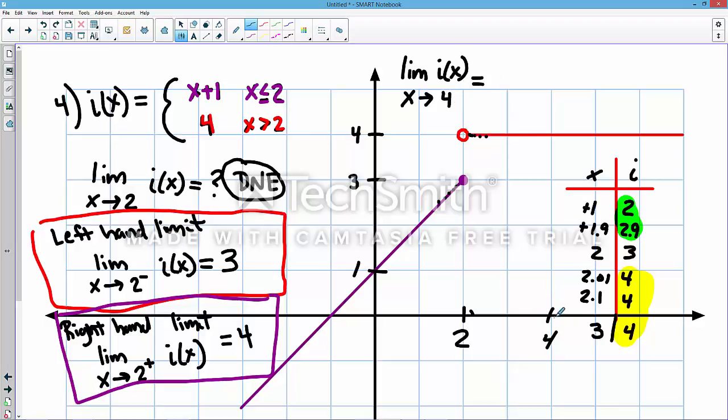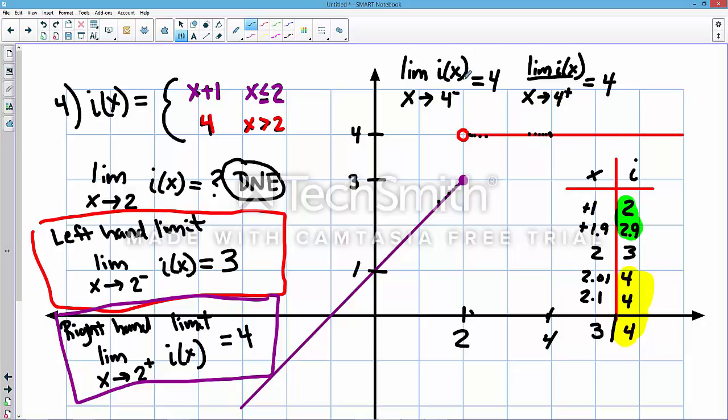Well, if we go to 4, which is right here, we don't care about this point, but let's look at 3.5, 3.6, 3.7, 3.8, 3.9. All of the y values are approaching 4. So the left-hand limit, I'm not going to use the notation, but if I was to put a negative sign here, the left-hand limit would be equal to 4. And the right-hand limit, I know I said I wasn't going to do this, but as x approaches 4 from the right, is also 4.